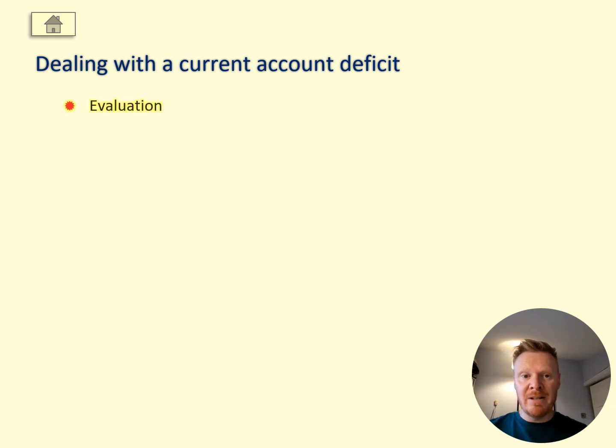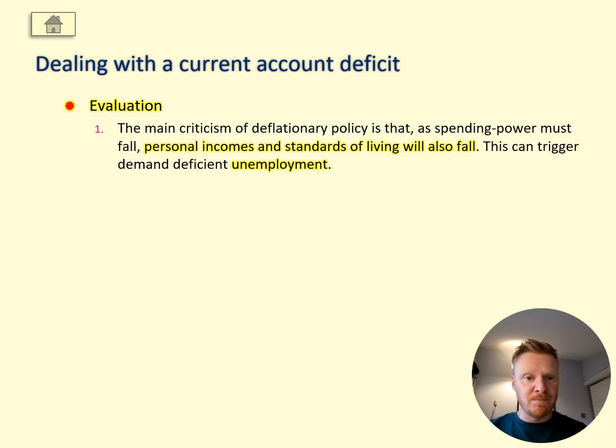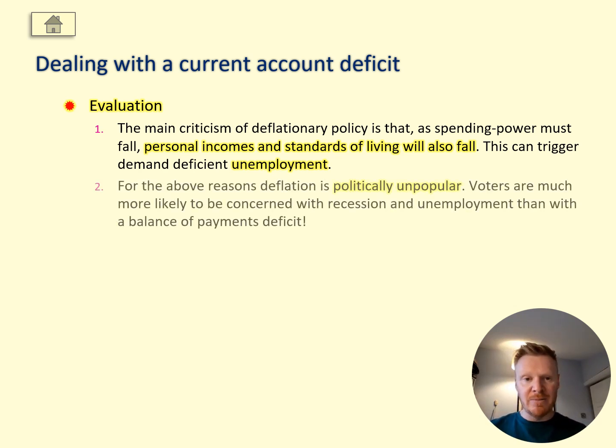Let's carry on having a look at expenditure reducing policies. So, evaluation. The main criticism of deflationary policy is that, as spending power must fall, personal incomes and standard of living will also fall, and this can trigger demand-deficient unemployment. For the above reason, deflation is politically unpopular. Voters are much more likely to be concerned with recession and unemployment than a balance of payments deficit.